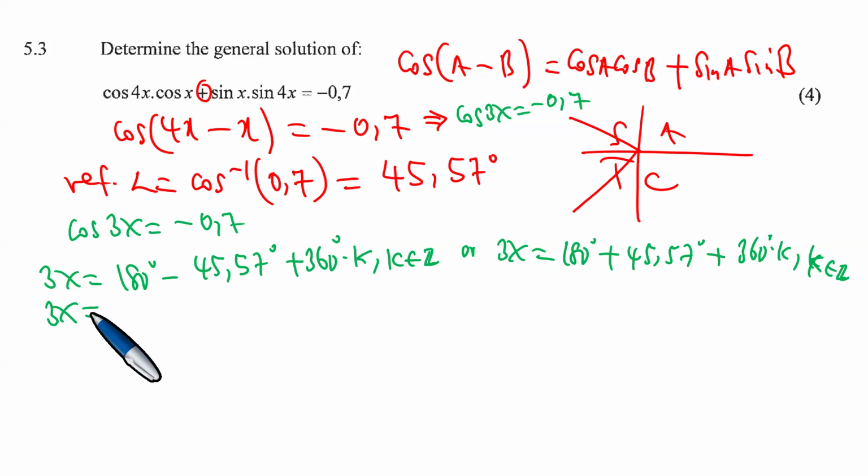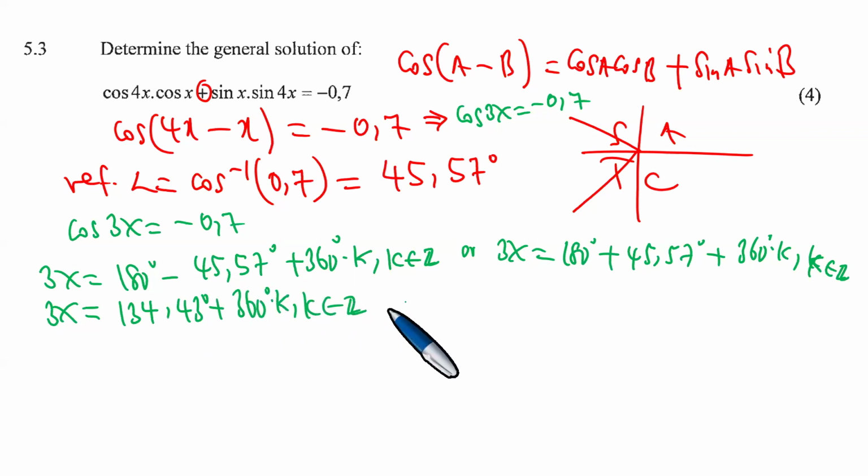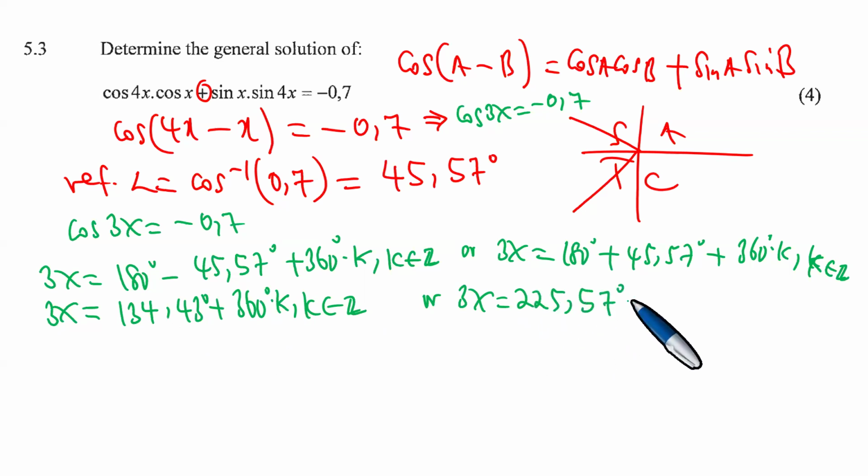So, right, at this point you have 180 degrees minus 45.57, we're getting 134.43 degrees plus 360 degrees by k, k an element of the set of integers, or 3x equals 225.57 degrees plus 360 by k, k an element of the integers. So we continue.